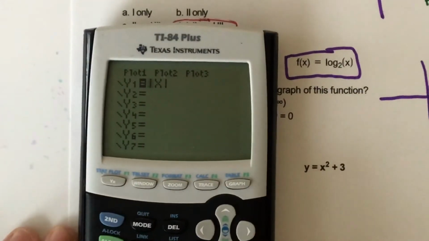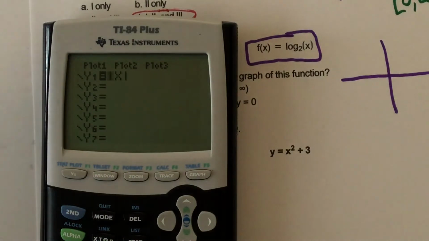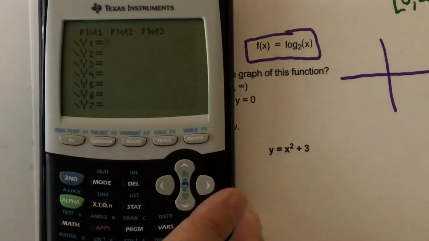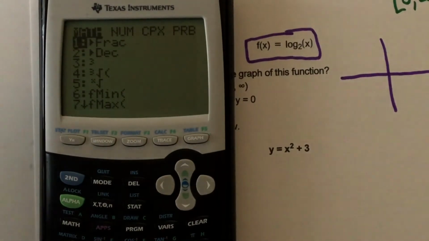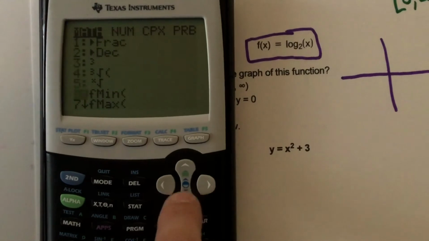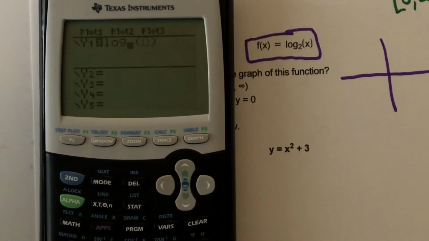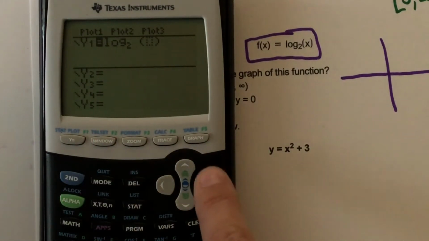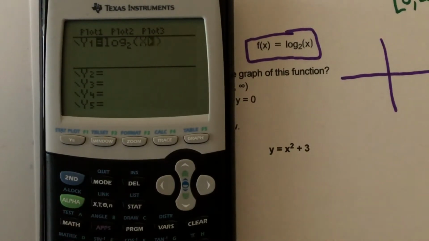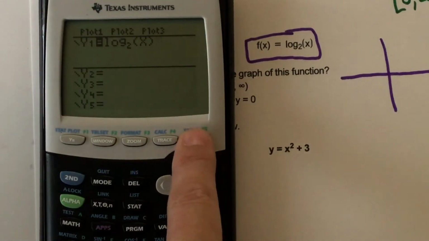So I'm going to go to y equals, and I'm going to clear this off, and I'm going to go to math, which is under the green alpha. I'm going to stay in this math column, but I'm going to arrow down, and there it is. It's letter A. So I'm going to hit enter. I need to put a 2 right here, so 2, I'm going to right arrow, and I'm going to put an X right there, and I'm going to right arrow just to hop out of it. So this is log base 2 of X. I'm going to hit graph just to take a peek.